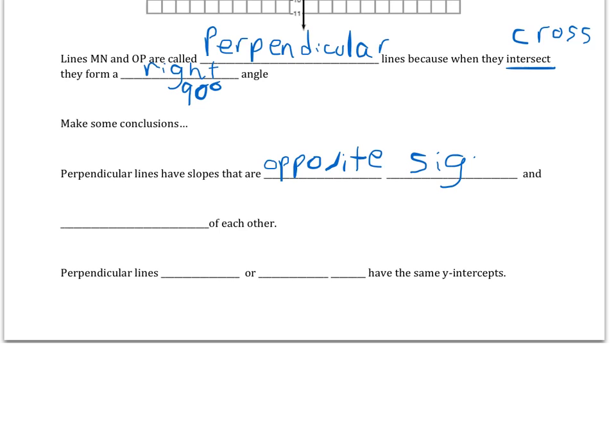signs. Remember, if you go back to the previous page, you'll see that the one was a positive, the one was a negative. So they're opposite signs, and what do you think that last one is? What else was true about those fractions? They're not only opposite signs, but you should have realized they are reciprocals of each other.